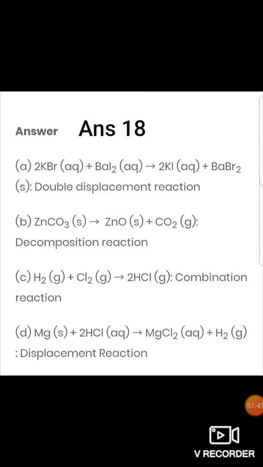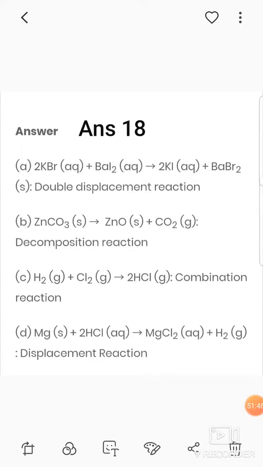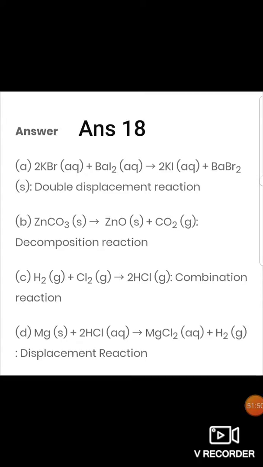Second one is ZnCO3 solid gives ZnO plus CO2. It is a decomposition reaction. When one reactant reacts to produce more than one product, it is called a decomposition reaction.